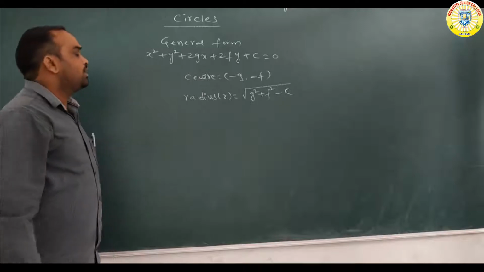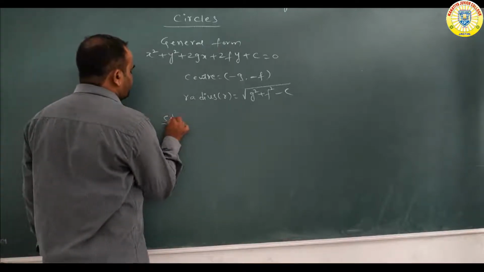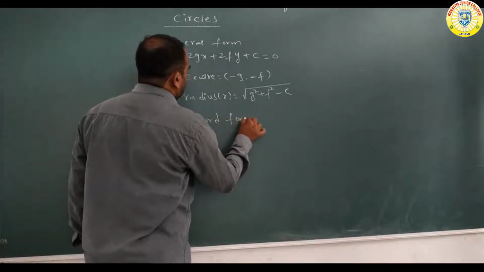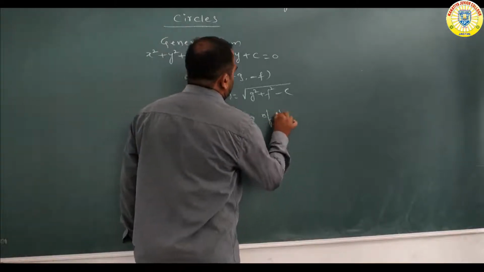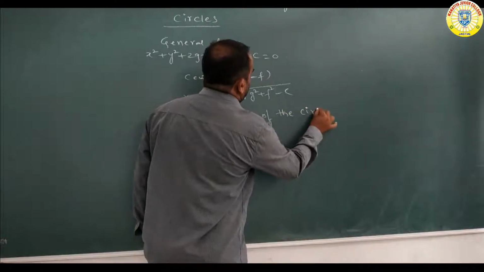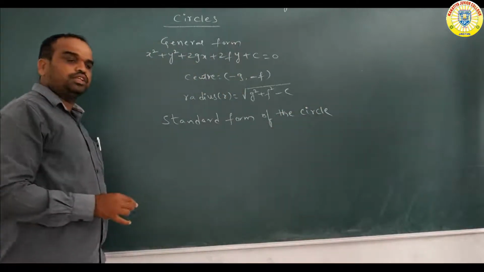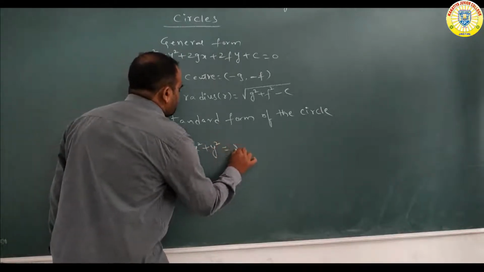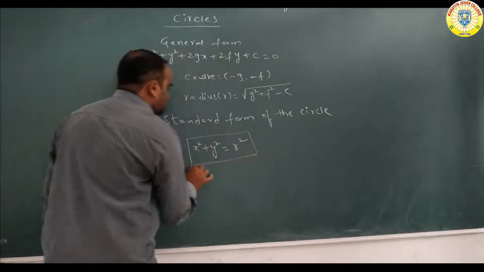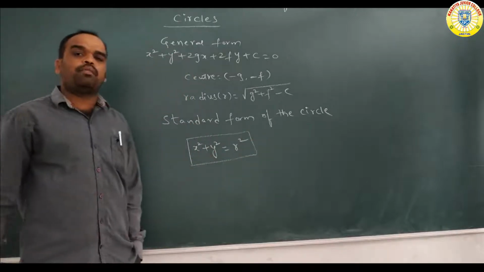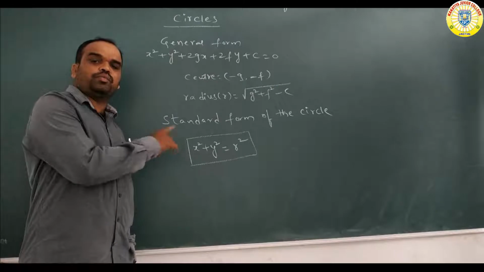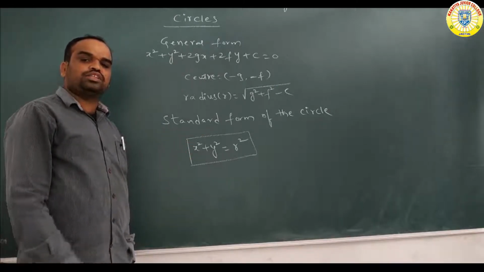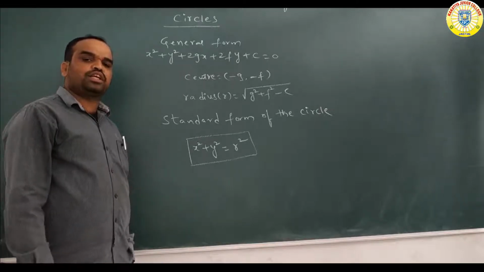ఓకేనా? Next, the standard form of the circle equation. Here x square plus y square is equal to r square. Standard form is nothing but ప్రామాణిక రూపం. ప్రామాణిక రూపంలో వృత్త సమీకరణం x square plus y square is equal to r square. This is called the standard form of the circle equation.